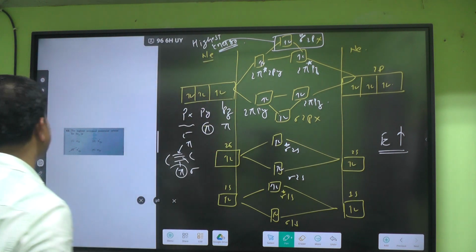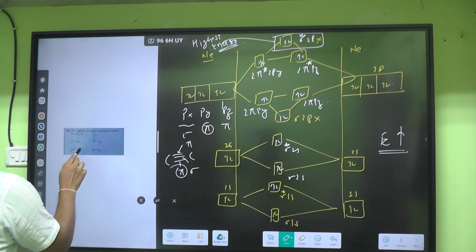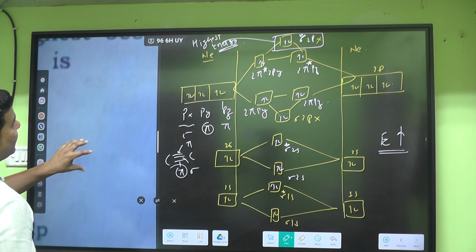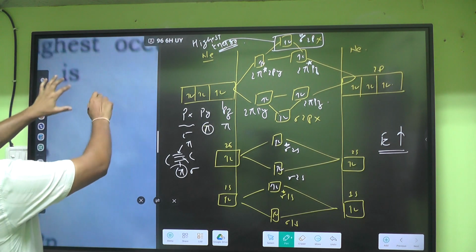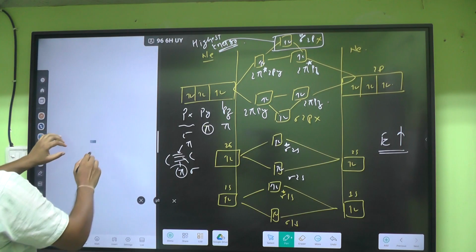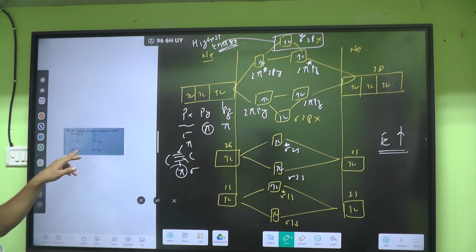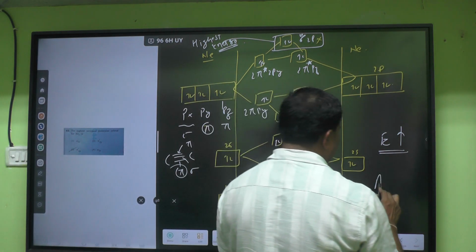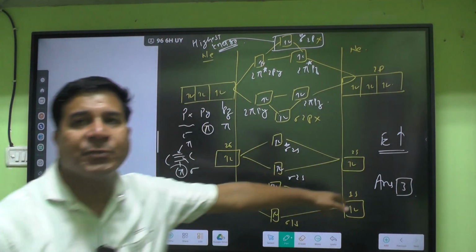That's why here it is sigma star 2px. The 2p sigma bond, it is a pi bond, that's why sigma star. Now remember this sigma occupies the least energy. Understood everyone? Answer 62, the third option is correct here.